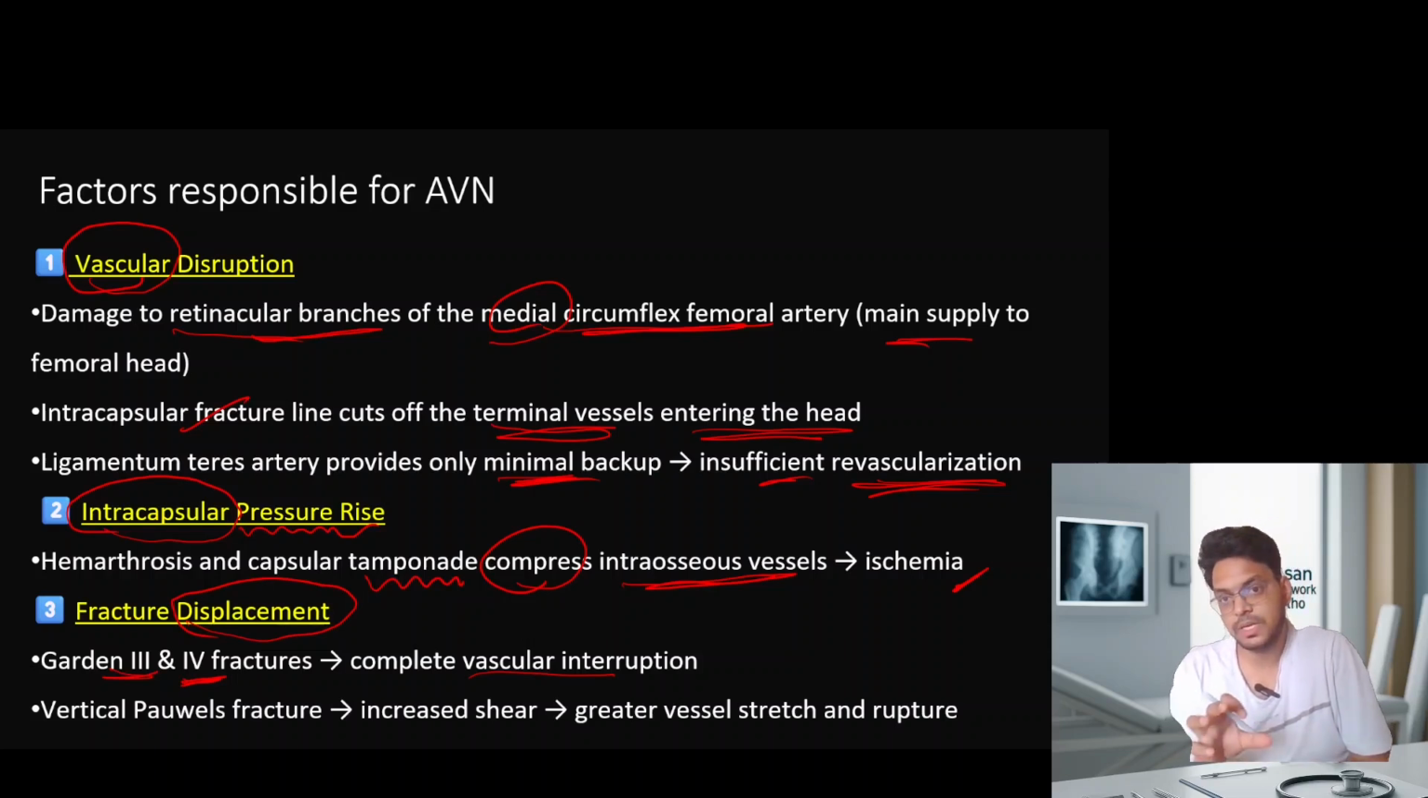Now, what are the major differences between AVN and non-union? When do you think non-union will occur in the femur neck, and when do you think avascular necrosis will occur? I have told you non-union is the most common, but when does avascular necrosis occur? Now we will see the differences, when will AVN occur and when will non-union occur, and what are the different causes for these two.